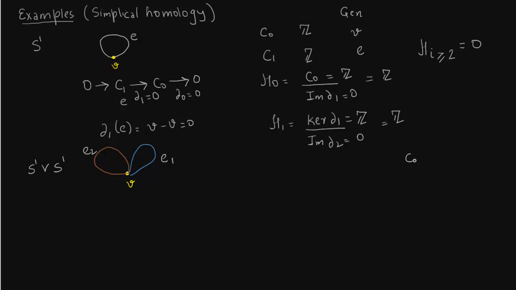So let us write this down. C0 is generated by vertex V, so Z. C1 is generated by E1 and E2, so E1 generates Z and then E2 generates Z. So C2, C3, C4 are all 0 and so on, precisely because there are no cells in that dimension.